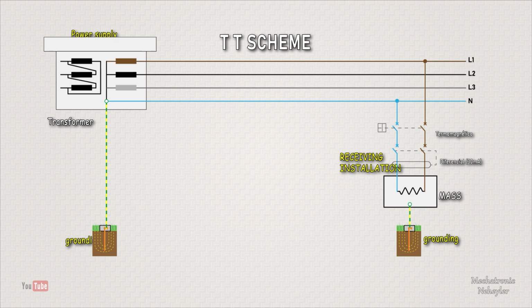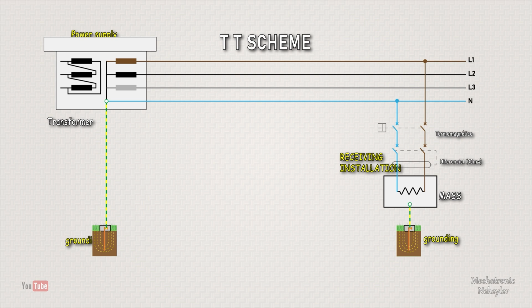Let's see the TT distribution scheme. The TT scheme has one point on the power supply, usually the neutral or compensator, connected directly to ground. The masses or metal casings of the appliances in the receiving facility are also connected to a ground connection separate from the power supply ground connection.